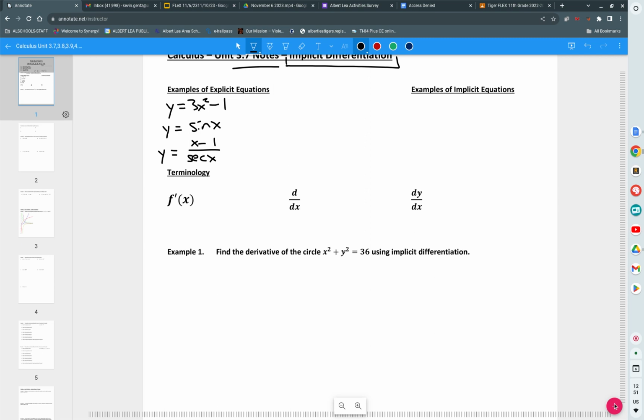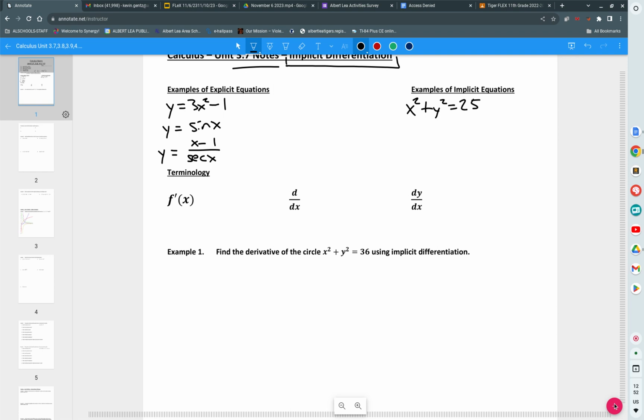Examples of implicit equations: x squared plus y squared is equal to 25. It's that point where a teacher asks if anybody knows what shape that makes, and you hope that somebody else knows. Anybody know what shape that makes? Circle. Good. Great job. With the radius of? 5. Yeah, a circle with radius 5.